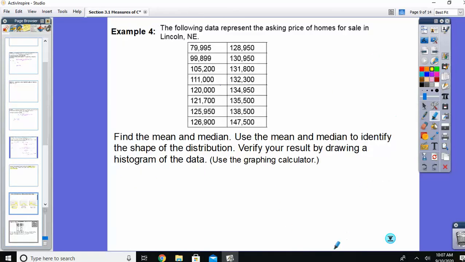I want to look at a set of data and find the mean and median. But I want to show you how you can do this on your calculator too. If we're looking at really large sets of data, we don't have to take all the time to add everything up. We can use our calculator to help with that. So either get out a graphing calculator or get out your Chromebook.